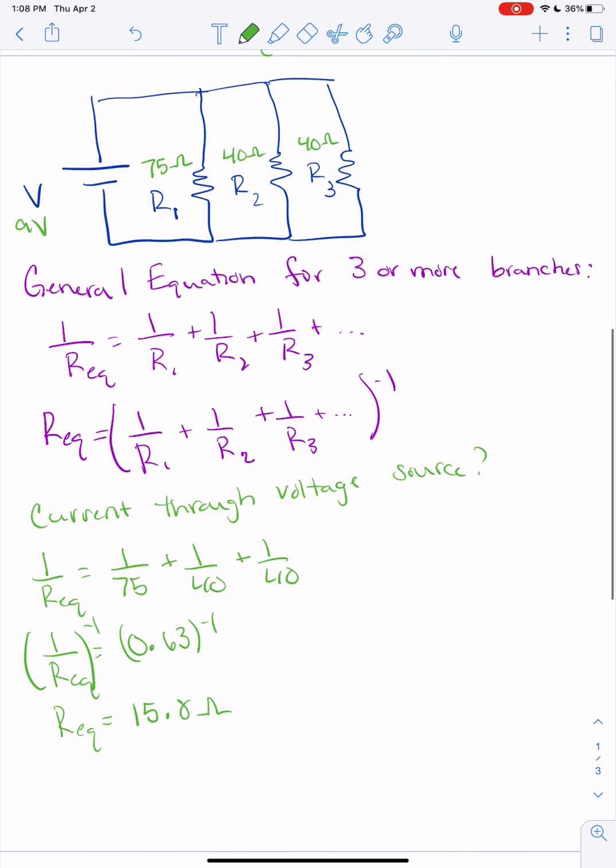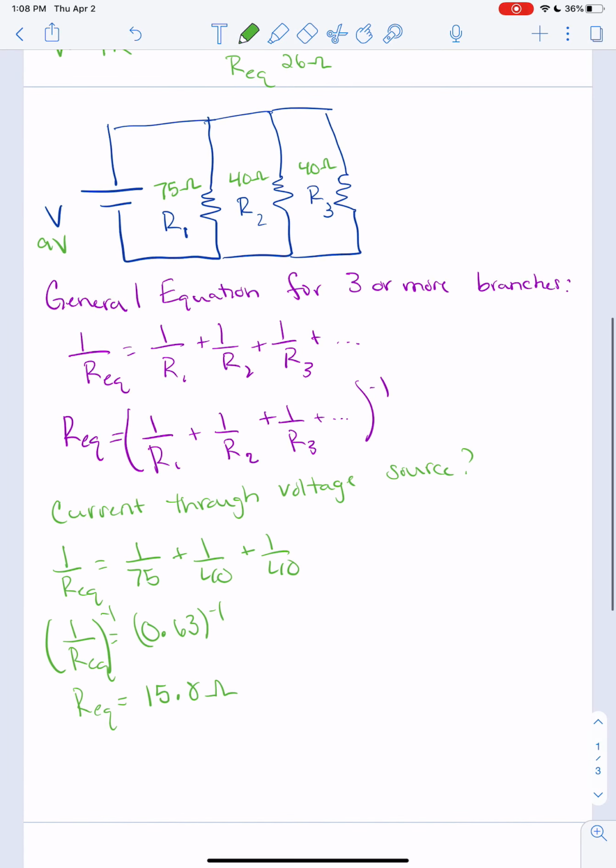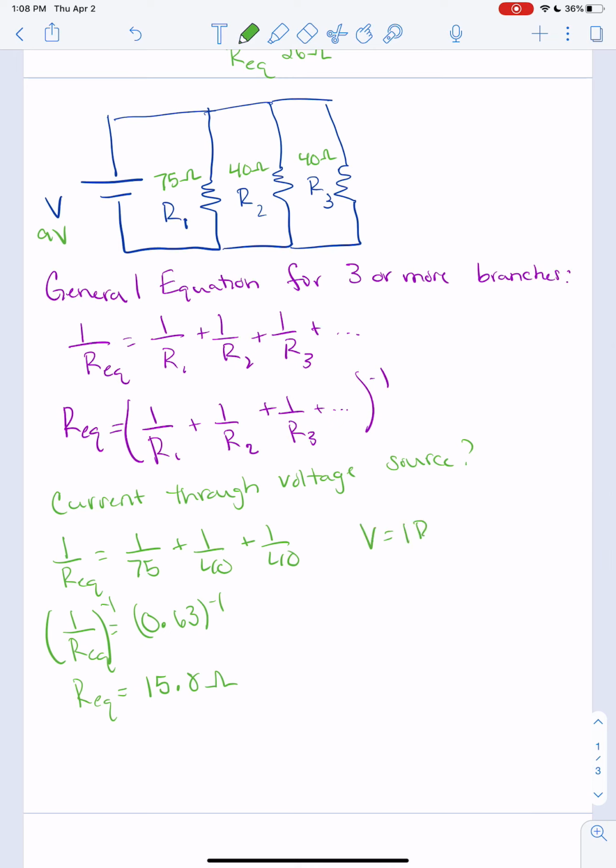Okay, so now we have our equivalent resistance. So now we can use V equals IR again, which we know is I equals V over R. Our voltage is again 9 volts. Our equivalent resistance is 15.8 ohms. And if we put that in a calculator, we are going to get 0.56 amps. And that is our current through our voltage source, through our battery, okay?